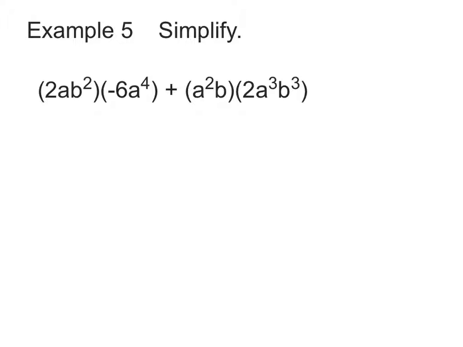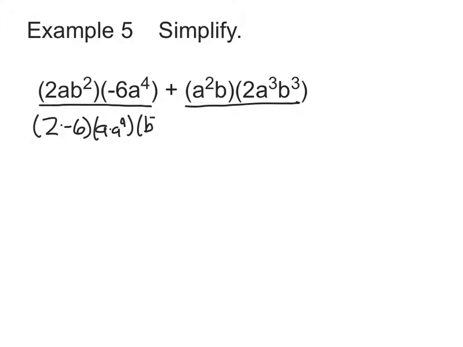The last one, once again, we're simplifying, but notice we're going to add some addition in here, so we're going to have to use what we did in the last section to simplify this. So now, what I've been doing in the last few problems, I'm going to do to these two individually. So I'm going to do 2 times negative 6, and then a times a to the fourth times a b squared.